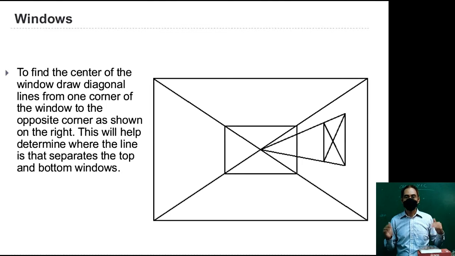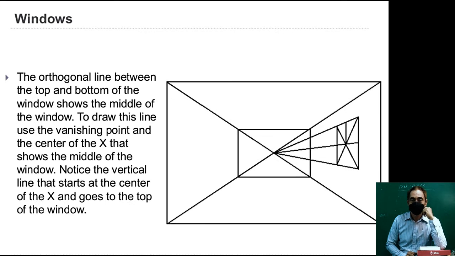It forms an X. This will help determine where the line is that separates the top and the bottom windows. The orthogonal line between the top and the bottom of the window shows the middle of the window. To draw this line, use the vanishing point and the center of the X that shows the middle of the window. Notice the vertical line that starts at the center of the X and goes to the top of the window.